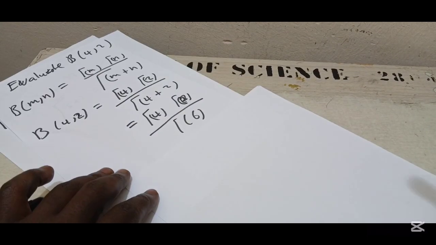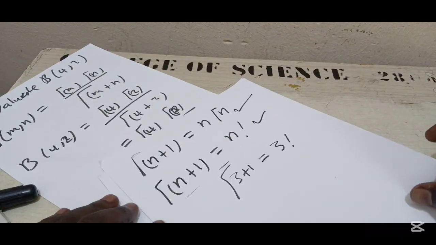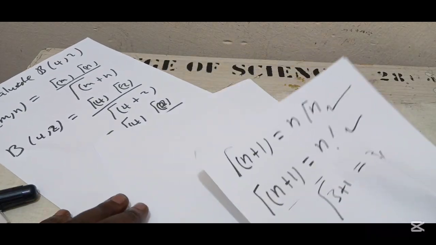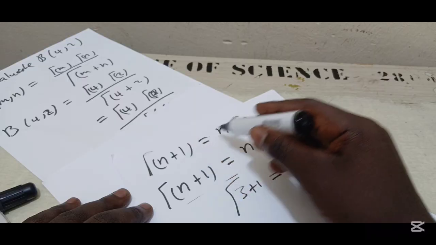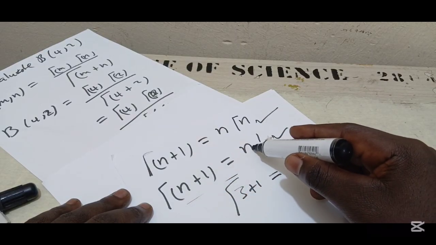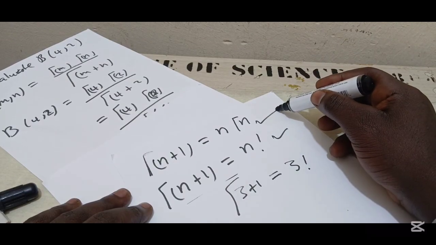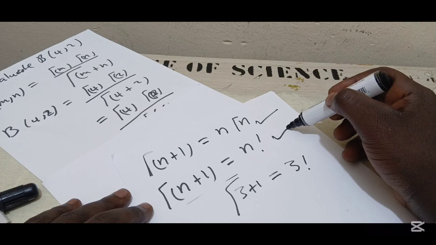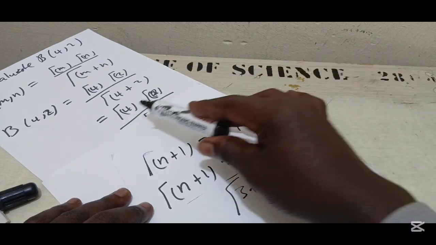From gamma functions, we know that we have two formulas that we can use to simplify this: gamma of n plus 1 equals n gamma n, and gamma of n plus 1 equals n factorial. We use the first formula for fractions, and the second formula for just an expression in this form.